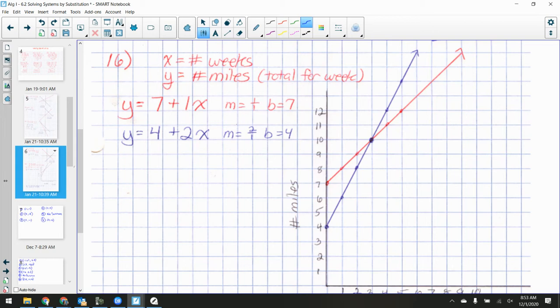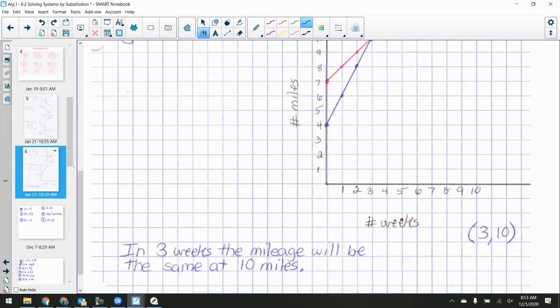You're going to find that once we start today's lesson, we're going to be moving into more of an algebraic way of solving these. Graphing, because the numbers get so big, is not really plausible a lot of times. In this case, it is, because the slopes and the y-intercepts are pretty easy numbers. But you just see where they cross. It looks like they crossed at 3, 10. So the answer is, in 3 weeks, the mileage will be the same at 10 miles. Okay, and that is it for today.